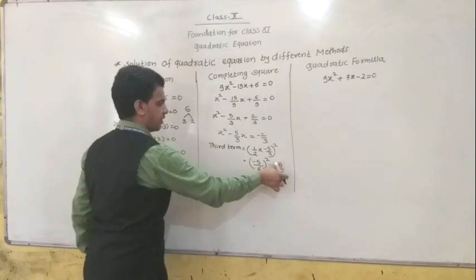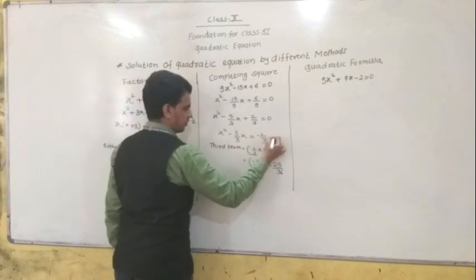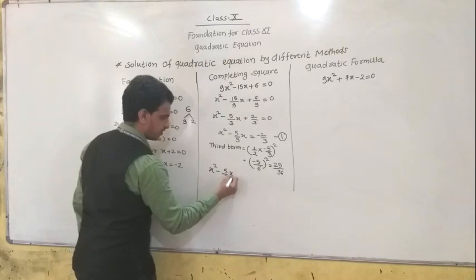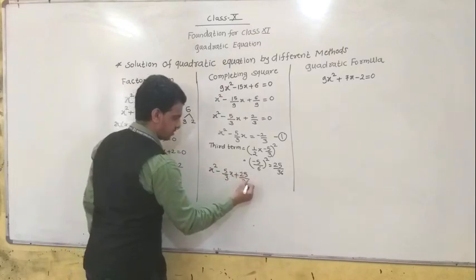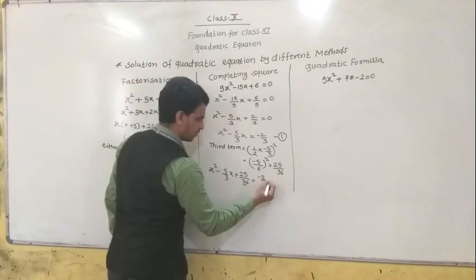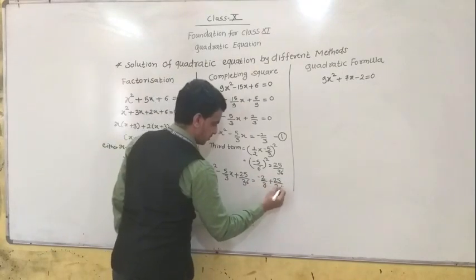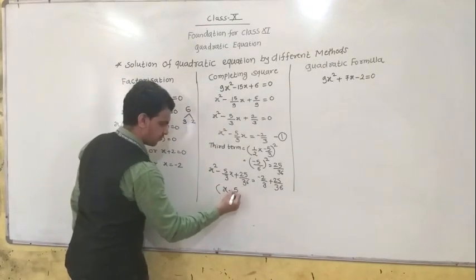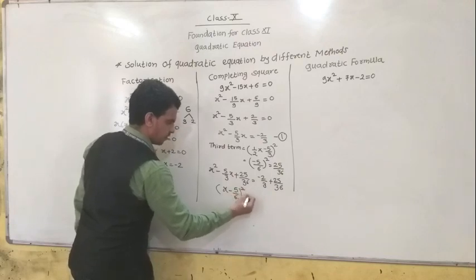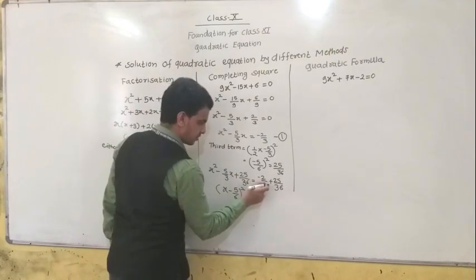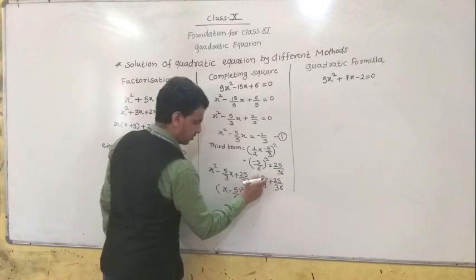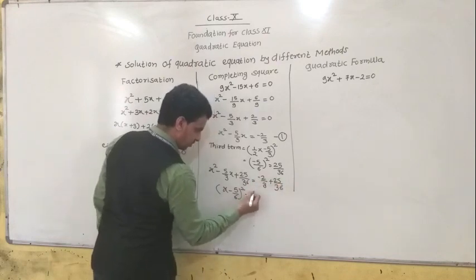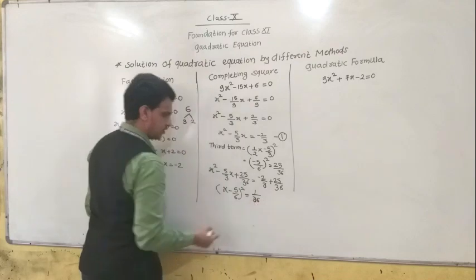So we have to add this 25 by 36 to both sides of this equation 1. So x square minus 5 by 3x plus 25 by 36, and here minus 2 by 3 plus 25 by 36. So this is the perfect square of x minus 5 by 6 bracket square. And if we simplify this, here we have to multiply by 12. So 12 into minus 2, 24. So 25 minus 24, that is 1 divided by 36.